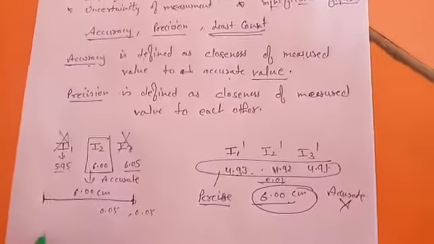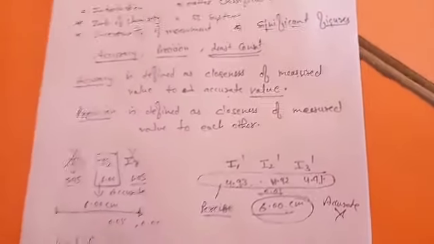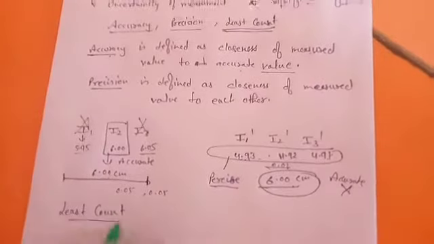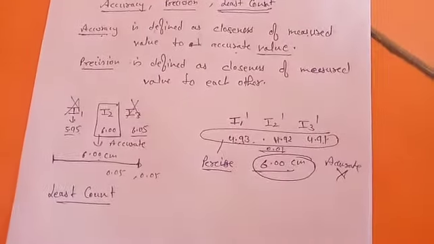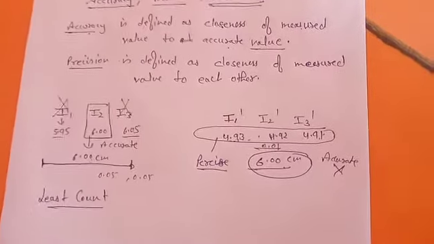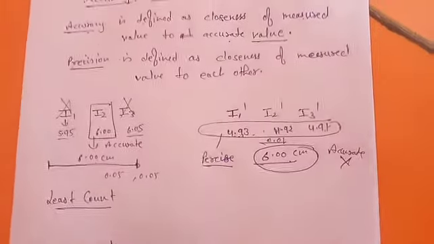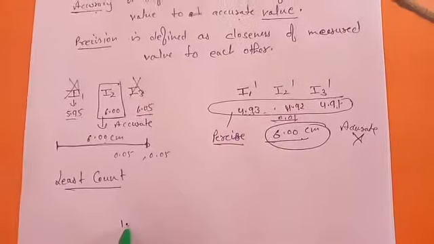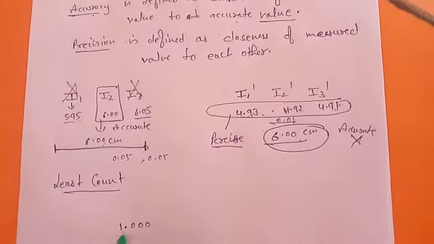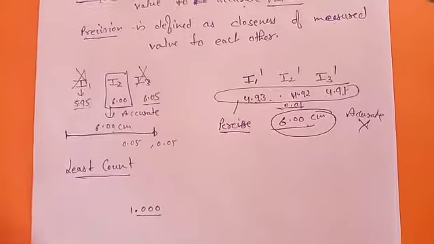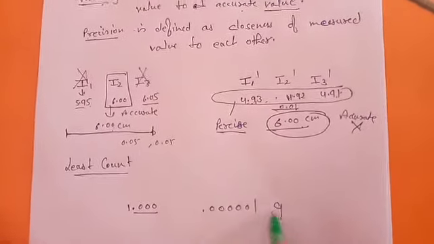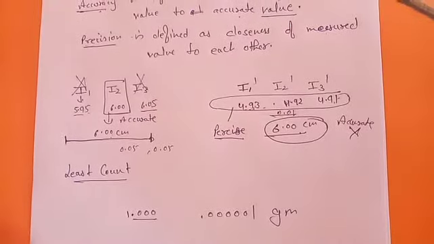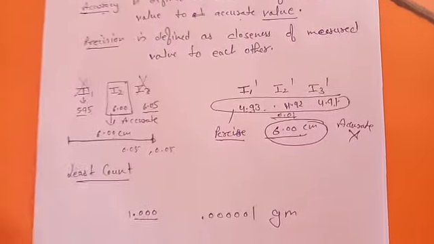The next thing is about least count. I am starting with an example. You have seen the digital weighing scale that shopkeepers use nowadays. They can measure up to 3 digits after the decimal. But suppose we have to measure 0.000001 gram. That cannot be measured by this.